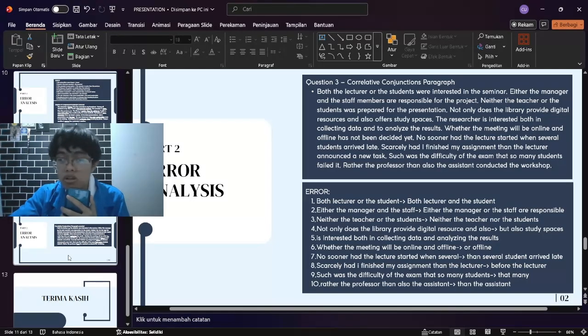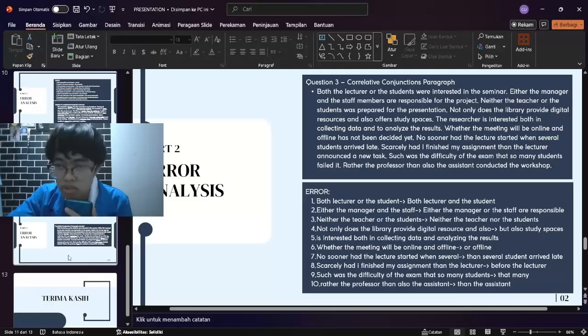Not only does the library provide digital resource and also, change to but also study space, because what? Because not only and but also, it's meant to add a detail, it's to add something. The fifth one is interested both in collecting data and analyzing the result.